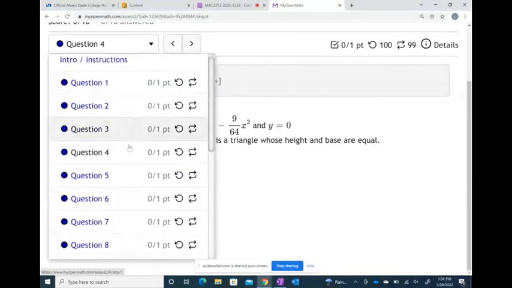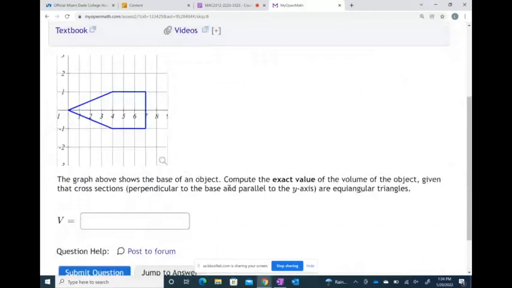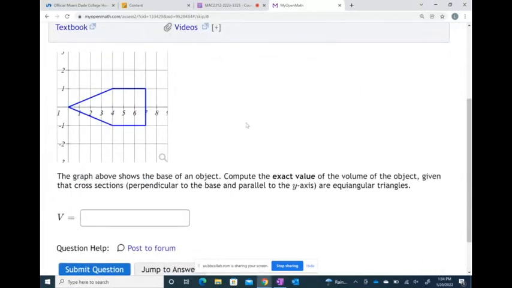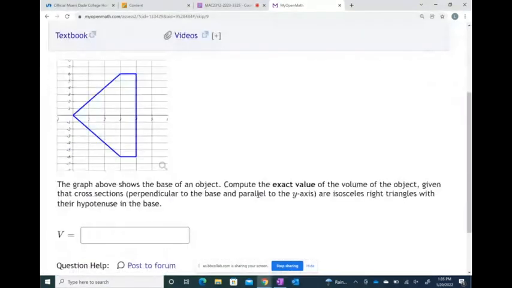I want to get to some in which they give you pictures. And I want you, for example, something like this. Equiangular is the same thing as equilateral. Equiangular means same angles. But the triangles that have the same angles are equilateral triangles, right?